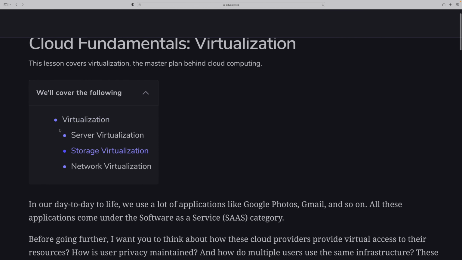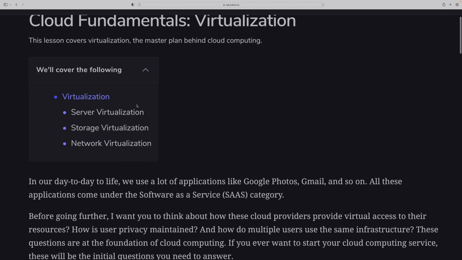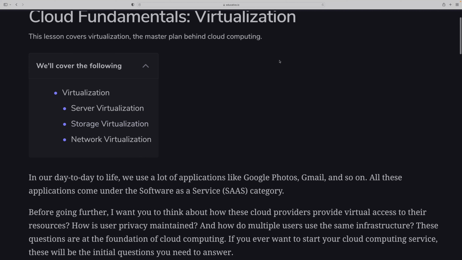You can also read some papers about server virtualization, storage virtualization, and how they are doing it. You can read the details.